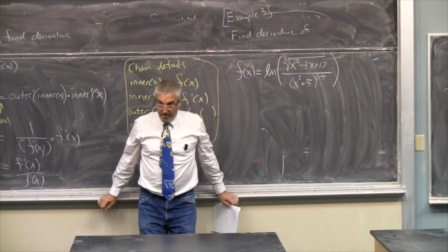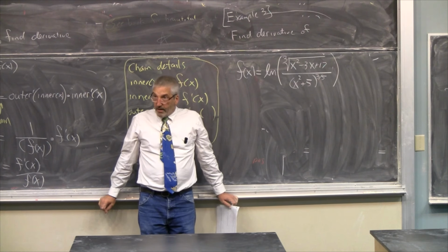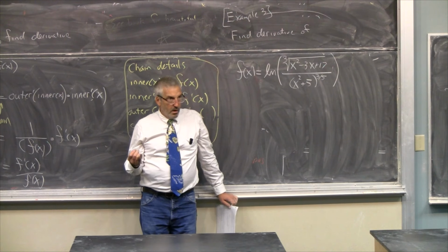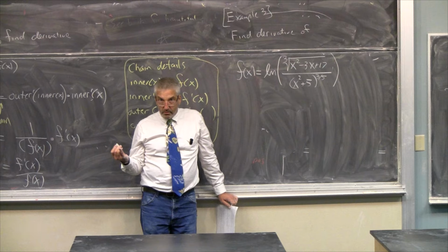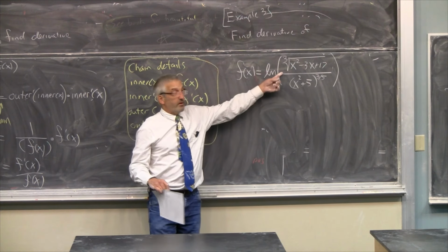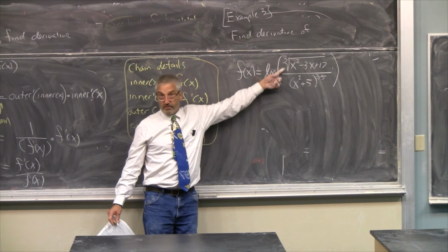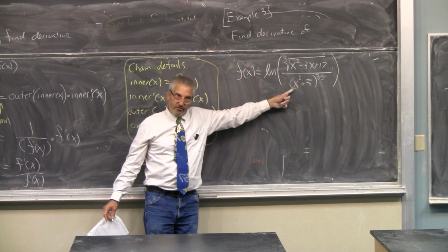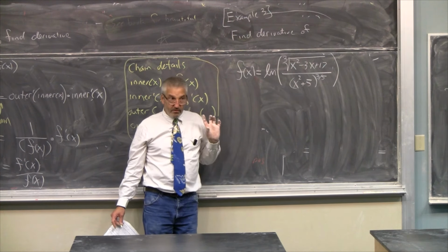Holy cow. So look at that. I've got a function inside of a function, so chain rule. The function inside is a quotient, so chain rule and quotient rule. In the numerator of that quotient, there's a function inside of a function, so there's another chain rule there. And in the denominator, there's another function inside of a function. So it looks just awful.